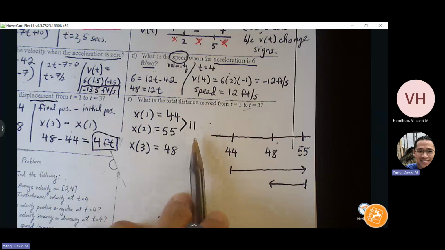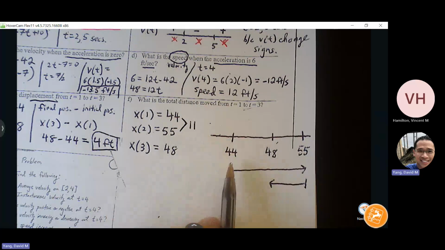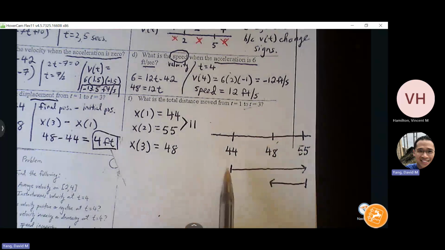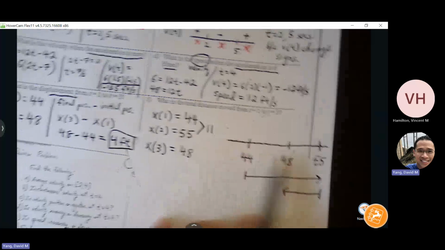And we're always going to think in terms of positive, because I want you to think in terms of distance. Just imagine you're walking, right? When you're walking and you're counting your steps, you're never going to count negative, right? You're only going to increase the number of steps that you take. So everything is positive. So from 44 to 55, you're taking 11 steps.